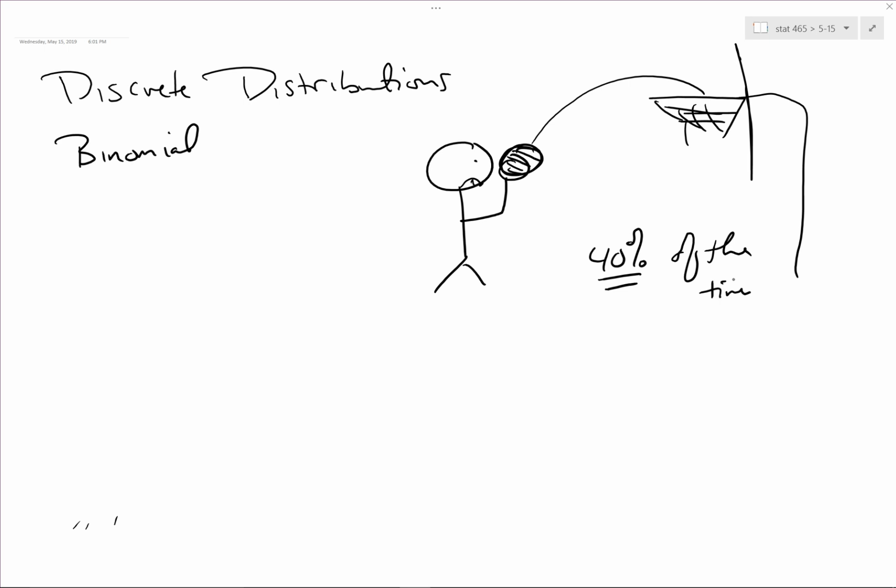Now let's think about this for a minute. This poor guy here, he's going to shoot some baskets. He's going to shoot at the basket 20 times. He has decided ahead of time, I am going to shoot 20 times, period, then I'm going to stop, okay? Here's a question. How many would you expect him to make?